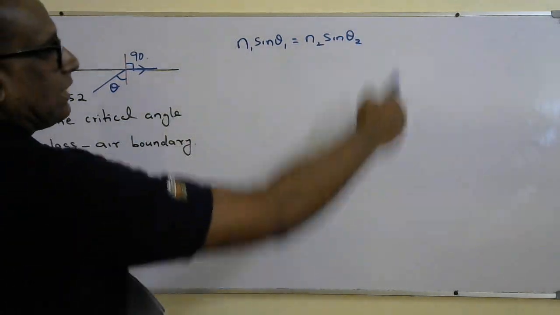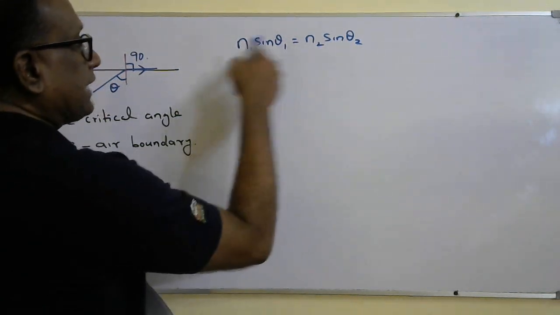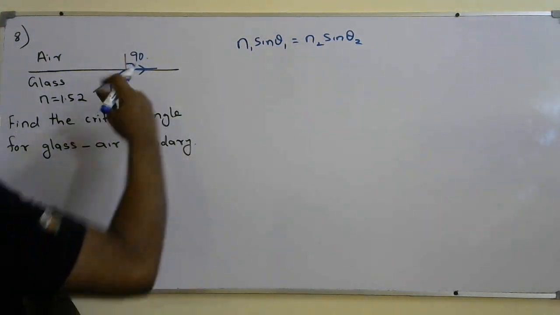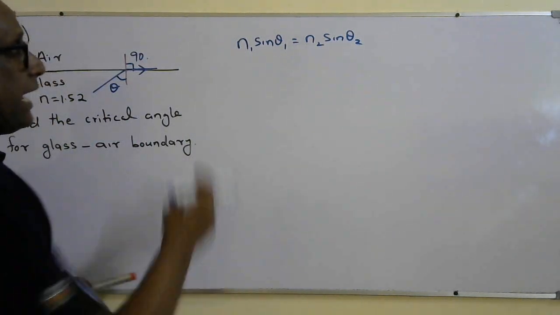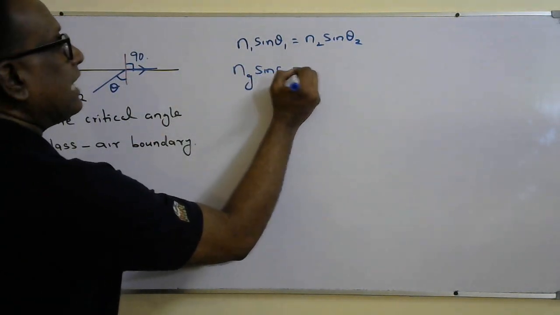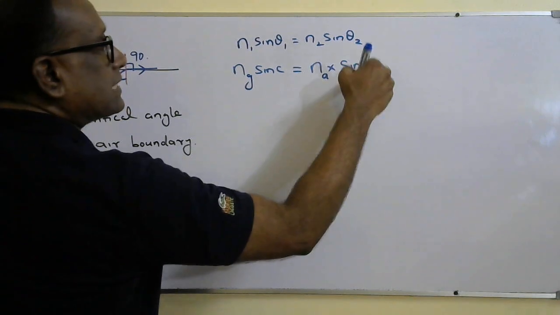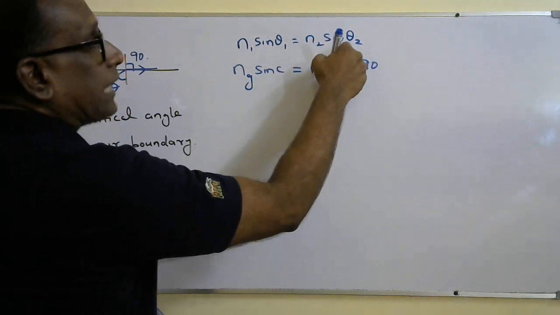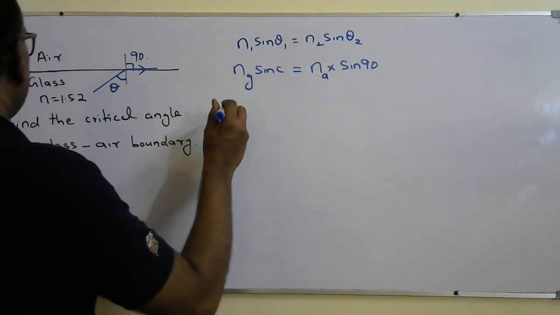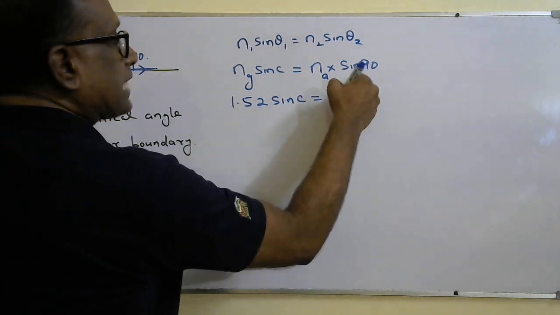We'll use n1 sin theta 1 equals n2 sin theta 2 for the glass air boundary. n1 is the optically denser medium, from which light is trying to emerge into air. We'll see what the critical angle is. So n1 is ng, the glass: ng sin c equals n air times sin 90. The critical angle occurs in the glass, so the angle theta 2 will become 90 degrees in the optically less dense medium. So ng is 1.52: 1.52 sin C equals n air, 1, times sin 90.